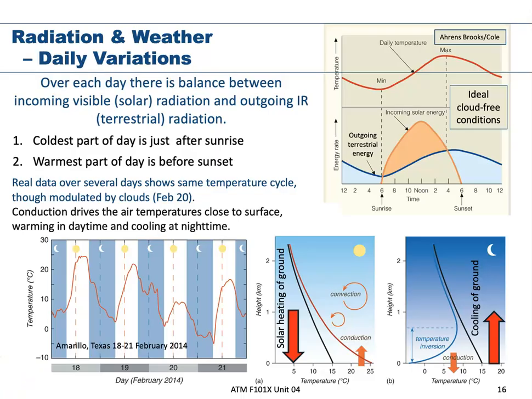The variation of temperature through the day is also determined by the balance between incoming solar and outgoing terrestrial radiation. The idealized plot in the upper right shows the energy balance and resultant temperature over the course of the day. The coldest part of the day is just after sunrise, when the atmosphere has been cooling all night and the increase in solar heating begins to overcome the thermal cooling. Through the day, the solar heating increases more rapidly than the increase in cooling, and the maximum temperature is found in the late afternoon about 4 p.m. The meteogram from Austin, Texas in the lower left shows the general reproducibility of the diurnal cycle of temperature over 4 days.